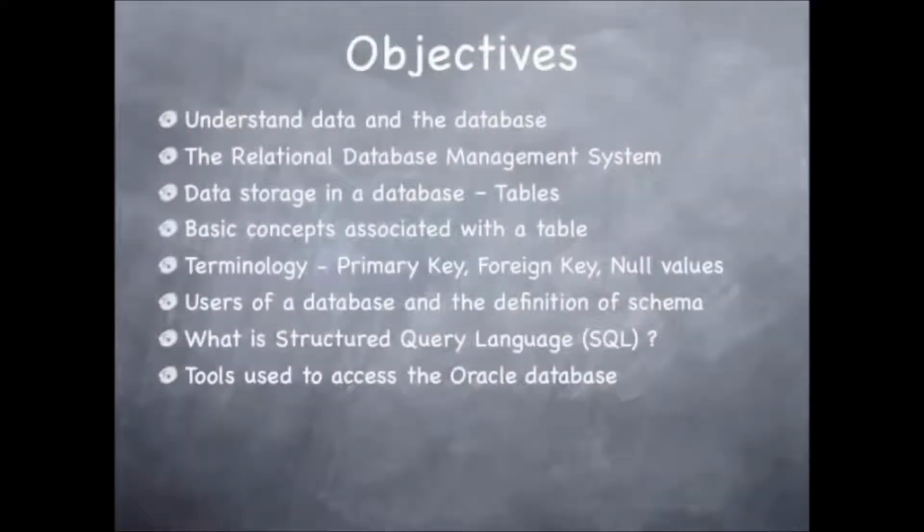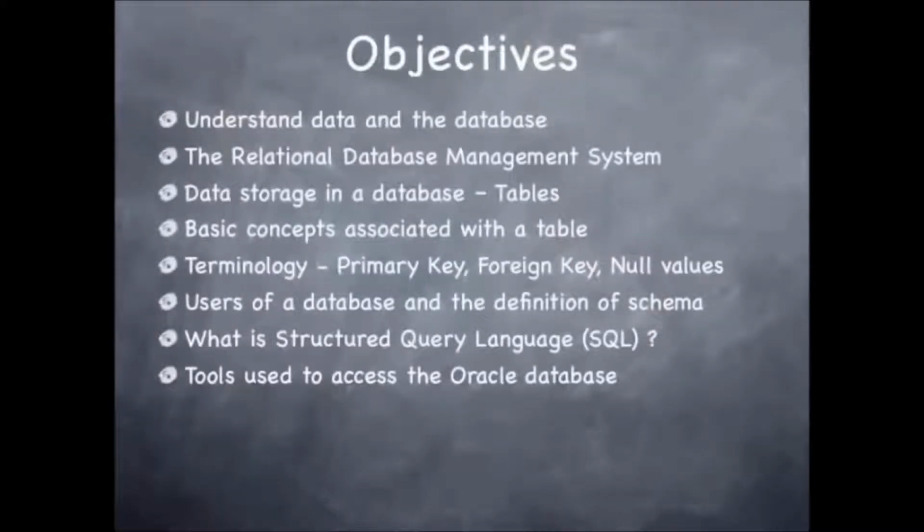The objectives of this tutorial are to understand data and the database, to understand what a relational database management system is, to look at how data is stored in a database using tables, to understand some basic concepts associated with a table such as the primary key, foreign key, null values, to understand what is meant by the users of a database and the definition of the word schema. I'll also be introducing structured query language or SQL, and we look at some tools that are used to access the Oracle database.